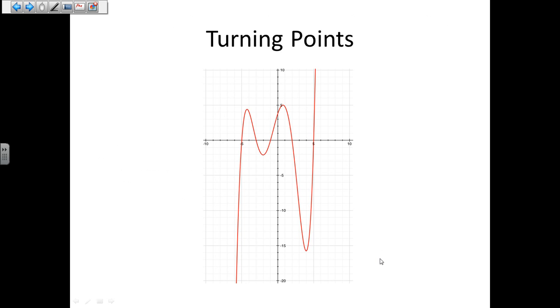Now let's talk about turning points. Here's our quintic polynomial again. These turning points are where the graph goes from increasing, we said that the graph is increasing right here, to decreasing. So it's a turning point just because literally the graph turns around and starts going the other way. So here's a turning point, here's a turning point, here's another turning point where it goes from increasing to decreasing again, and then finally here's our last turning point where it goes from decreasing to increasing.